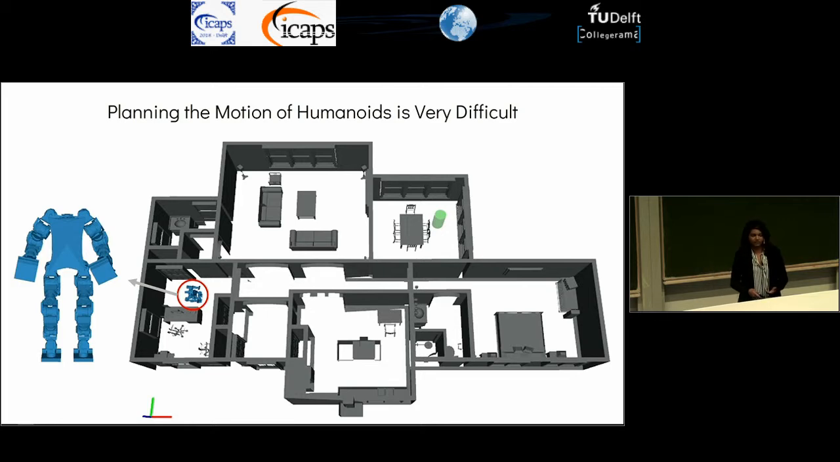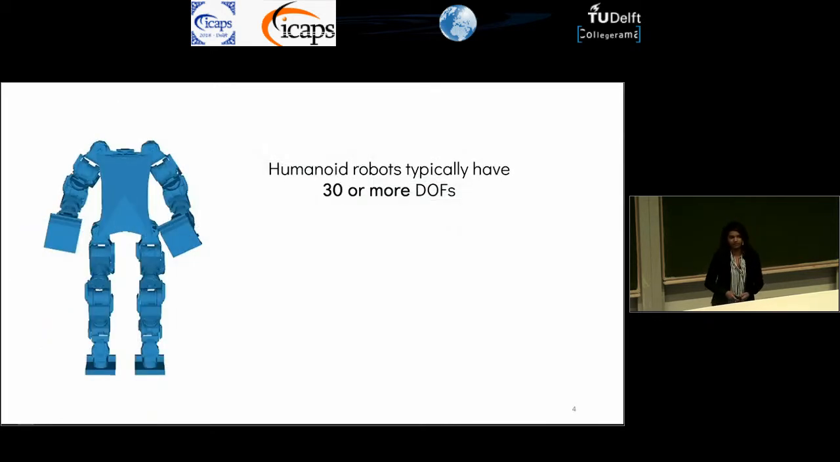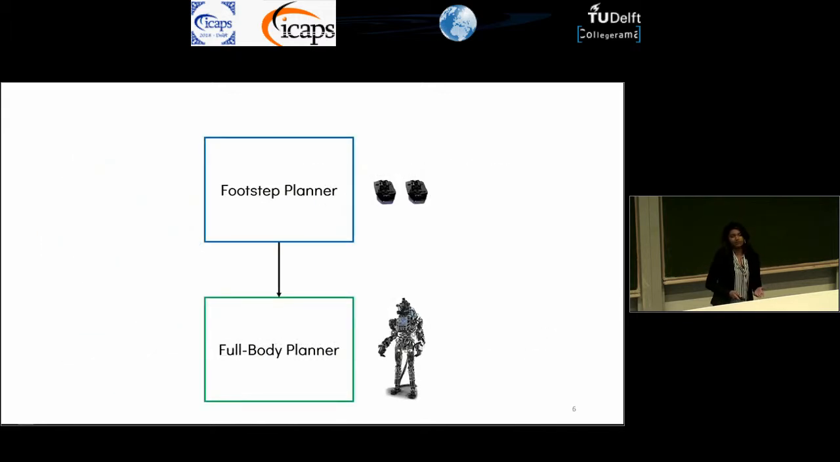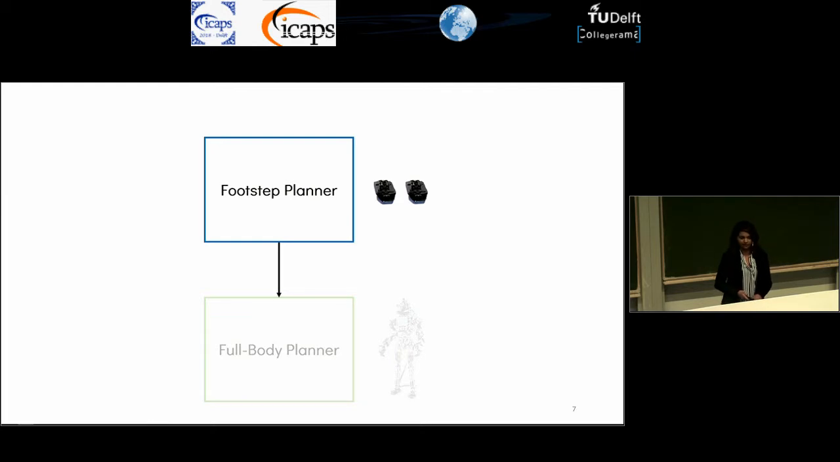But this is a very difficult task due to the high dimensionality of the system, as humanoid robots typically have 30 or more degrees of freedom. A common approach to deal with this dimensionality is to first plan a path in a lower dimensional space induced by the robot's feet, as each foot only has 3 degrees of freedom, x, y, and theta. This task is referred to as footstep planning. This footstep planner can then be used to guide the full body planner. However, in this work, we just focus on footstep planning.